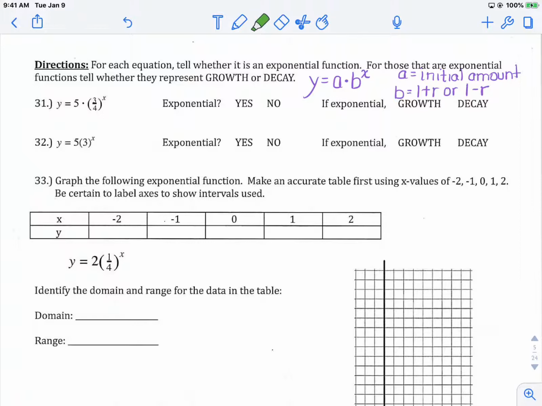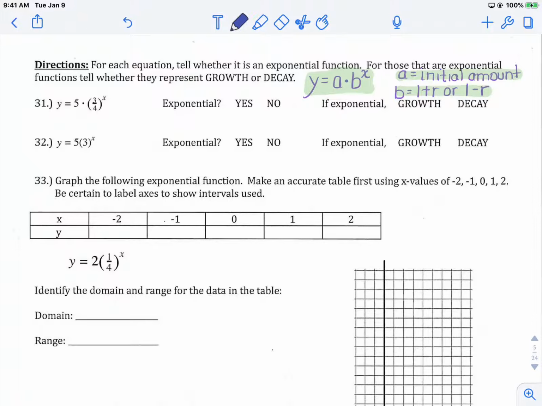So some things I have in here, I'm near 31 and 32 on the review, is that all exponential functions can be written in this form, a times b to the x, where a is our starting amount, and then b either represents that we took 100% and added the rate that we were gaining by, so numbers are bigger than 1 for b if we were growing, and 1 minus r, numbers less than 1, between 0 and 1, if it represents decay. Everything is based off of how much above 1 or how much below 1, which really means how much above 100% or how much below 100% this was returning every time.